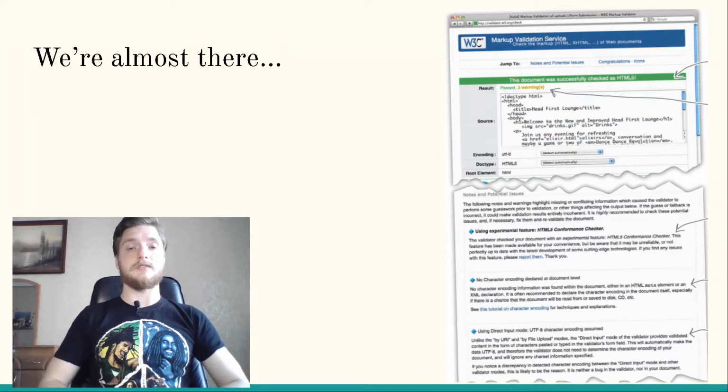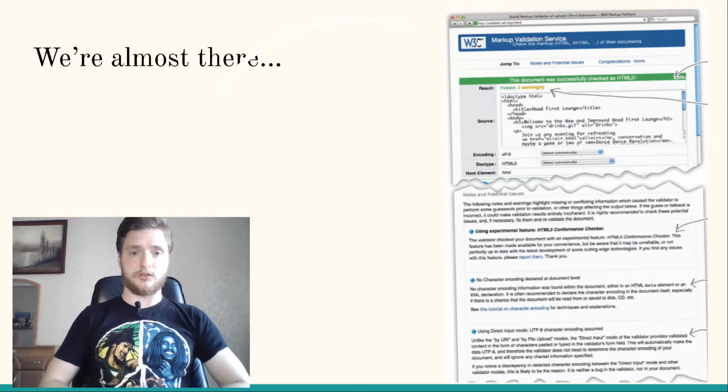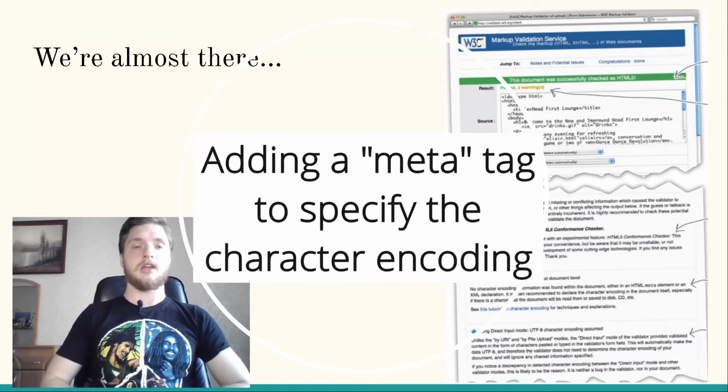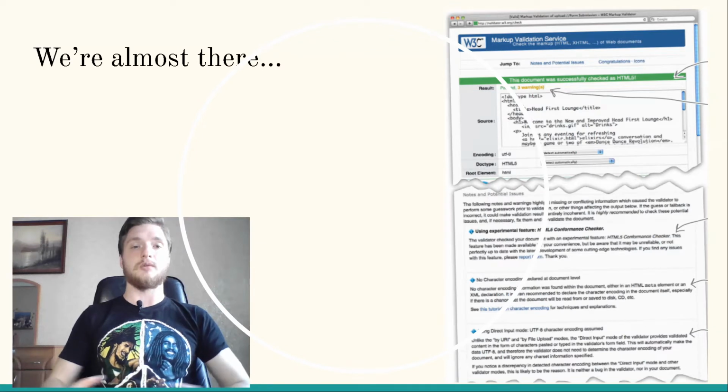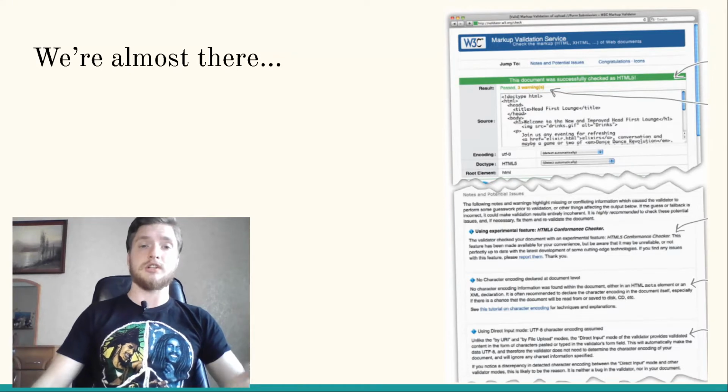So we've got a valid file in terms of how we've written the HTML. But it looks like we need to do something about our character encoding. Let's take a look at what that means. Adding a meta tag to specify the character encoding. Character encodings give us a way to represent all the letters, numbers and other symbols in our language on the computer. You might know of some of these encodings like ASCII or even Morse code. And there are many other encodings out there.